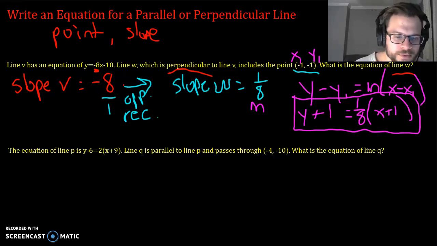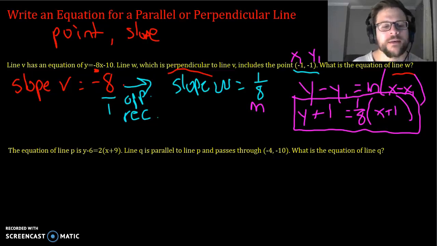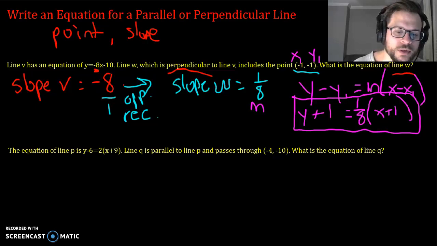All right, moving on to the second one. The equation of line P is y minus 6 equals 2 times x plus 9. So this is in point-slope form. We can figure out what the slope is and a point that it crosses through. And it says that line Q is parallel to line P, and it passes through the point negative 4, negative 10. What is the equation of line Q?